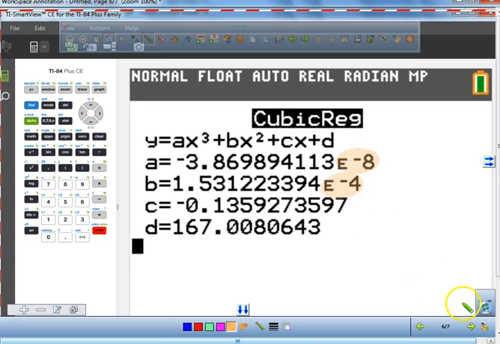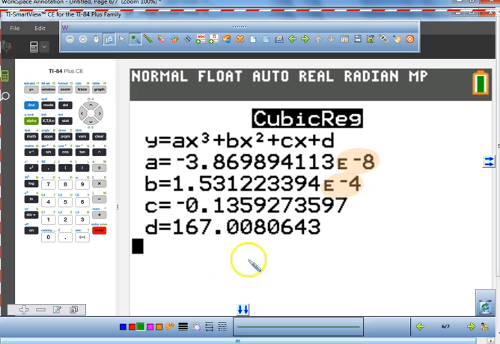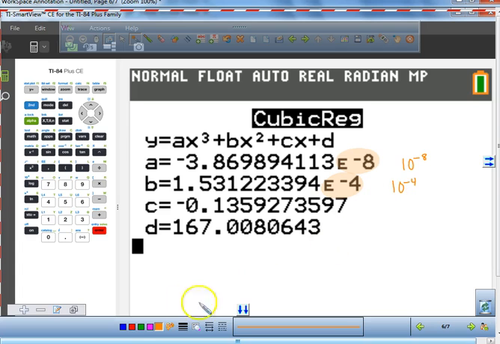What does that mean? Okay. Right, 10 to the power of -8. This is 10 to the power of -4. Okay? Now, what I want you guys to understand, if I were to say y equals, and it has ax cubed, how do I write this?